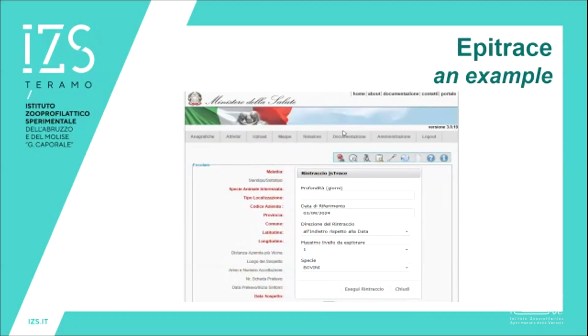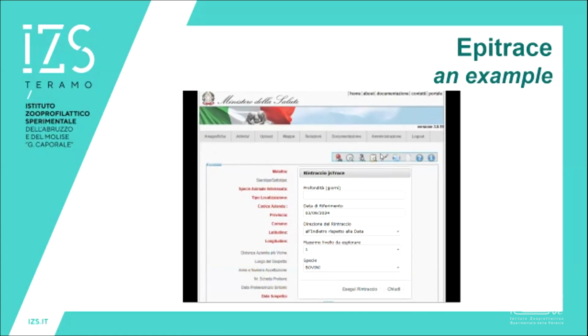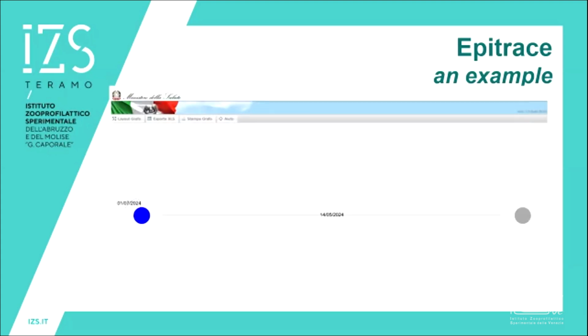So as you can see, you can select the frame of days that you're interested in, and the day of reference when you want to start to visualize the movements. You can trace back and trace forward, and select the depth of farms of movement that you want to visualize, and also the species of your interest. So this is a basic output.